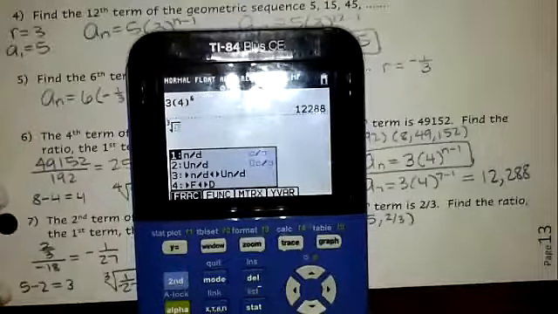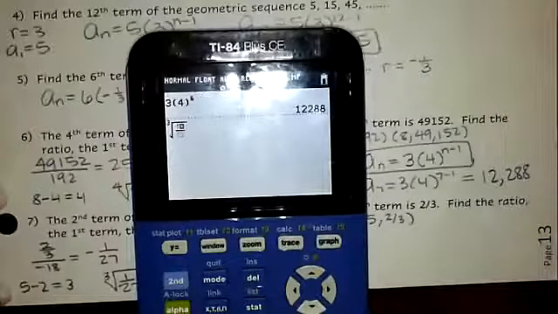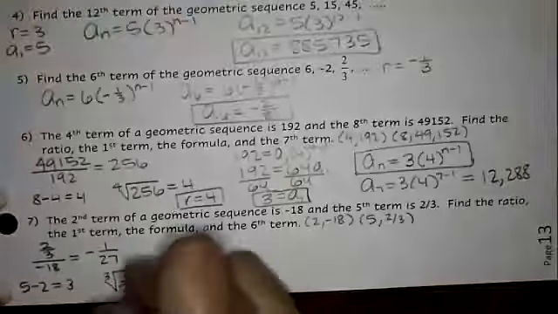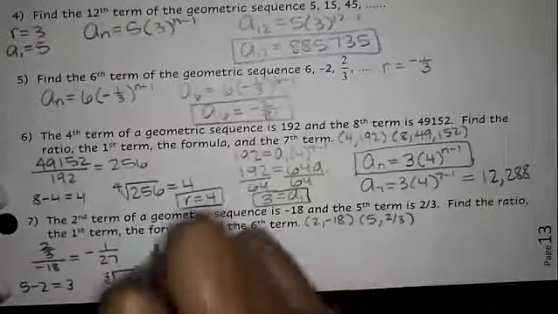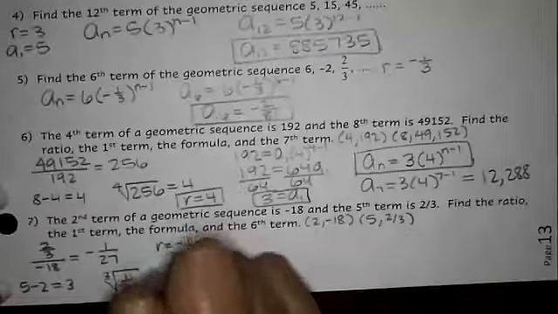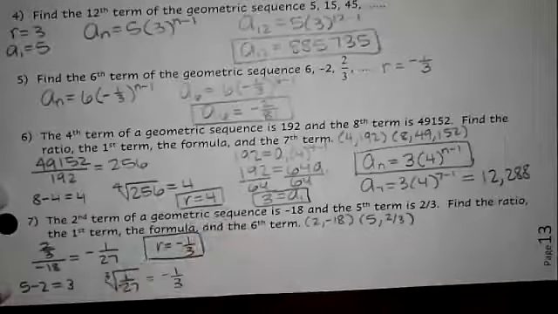I can make that look exactly the way it does on my paper. That would be -1/27. And so that is -1/3. So our ratio is -1/3.